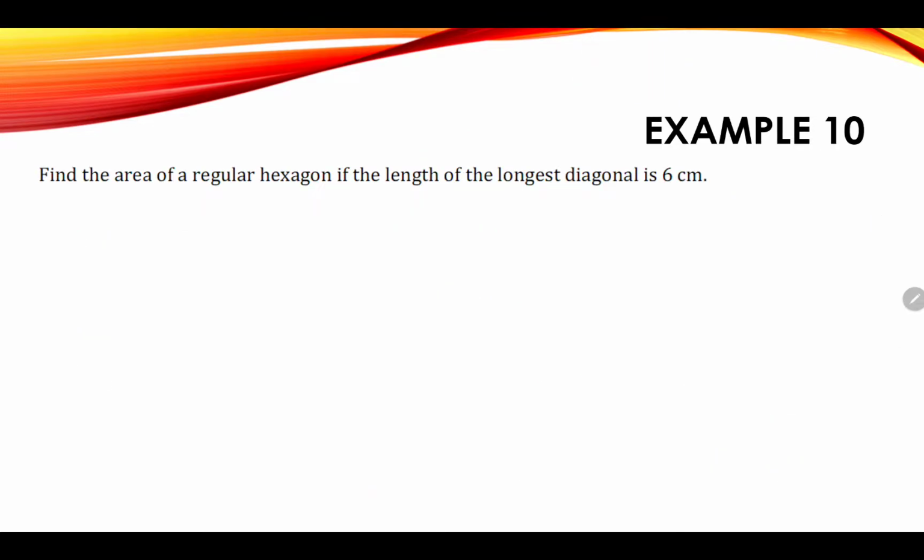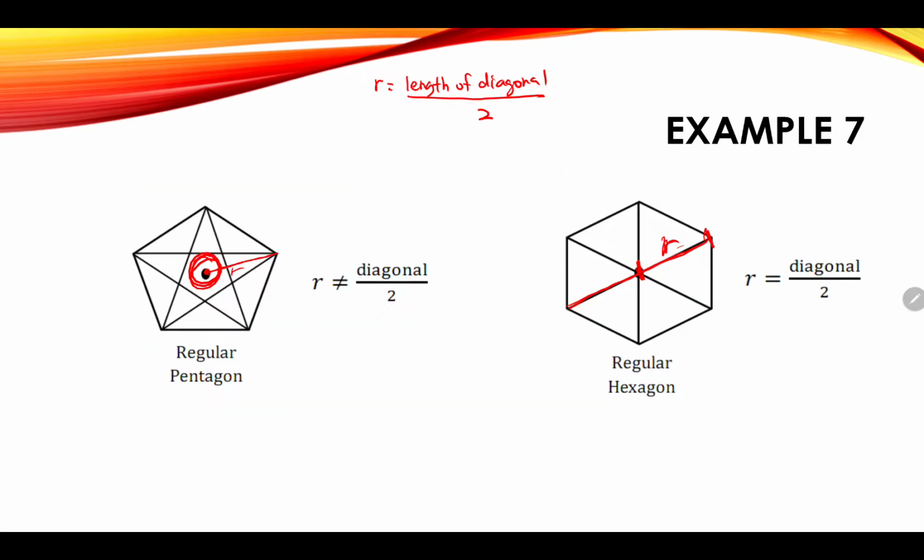Find the area of a regular hexagon. Hexagon. Okay, hexagon N dia adalah 6. If the length of the longest diagonal is 6. Okay, D diagonal dia. Okay, kalau ikut dekat slide yang ni, kalau hexagon, okay, kita boleh guna formula R equals diagonal divide by 2. Nak cari R, diagonal bahagi 2. Hexagon. Okay, so untuk soalan ni pun hexagon juga.